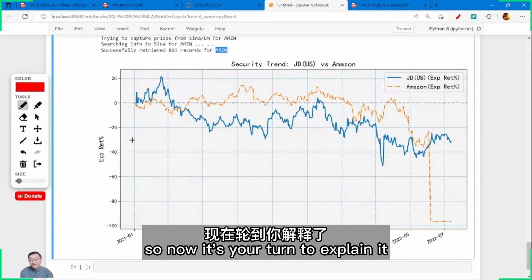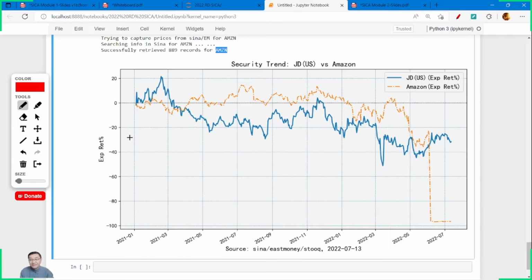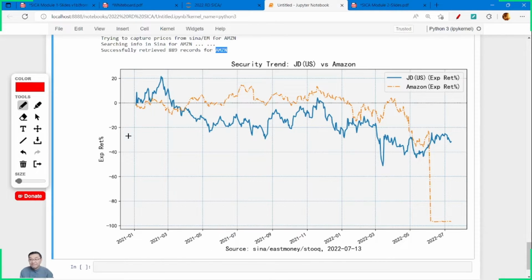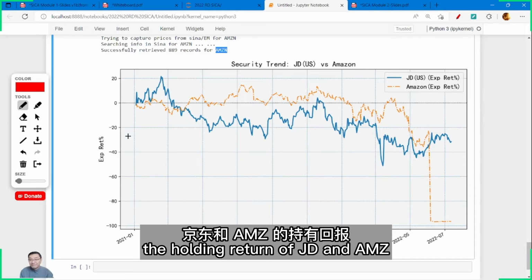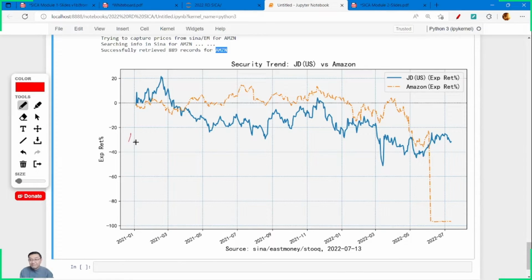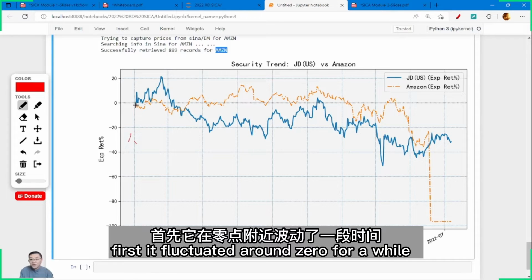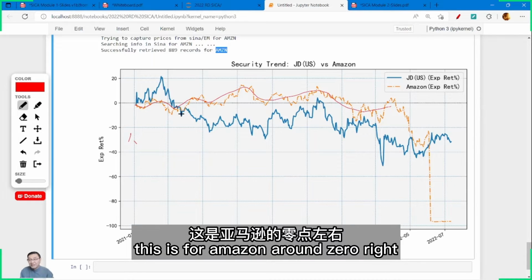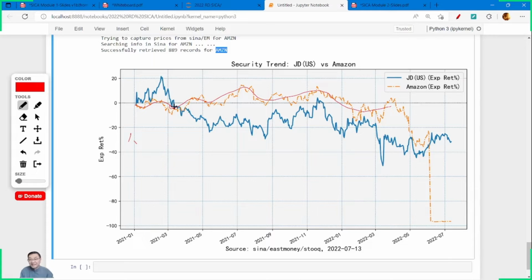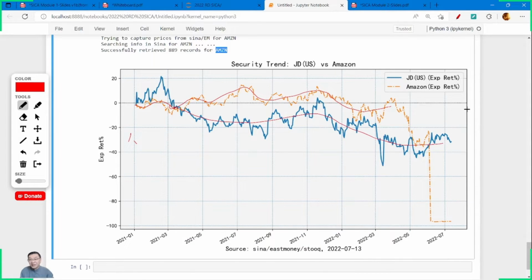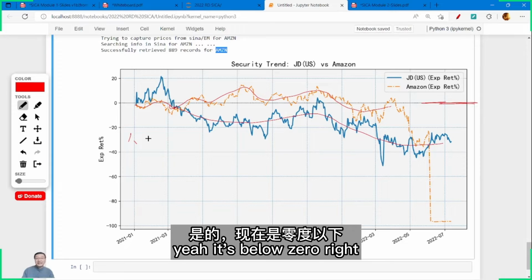From the chart, we see that the holding return of Jingdong and Amazon from January 2021 first fluctuated around 0 for a while, and then it's flat. This is for Amazon, around 0, right? But for Jingdong, starting from here, it's below 0. Yeah, this is the 0 line. Then it goes down.